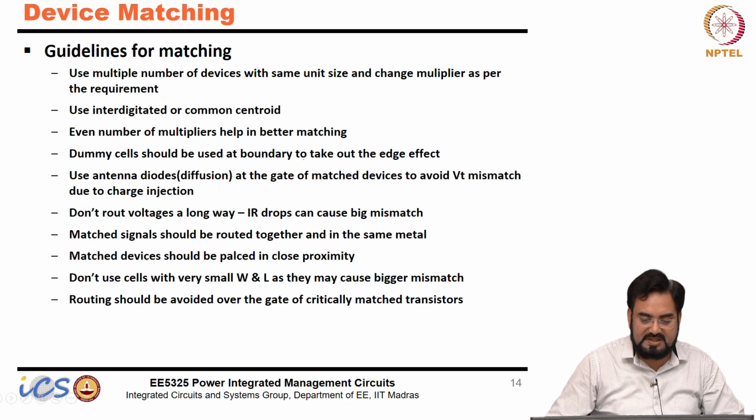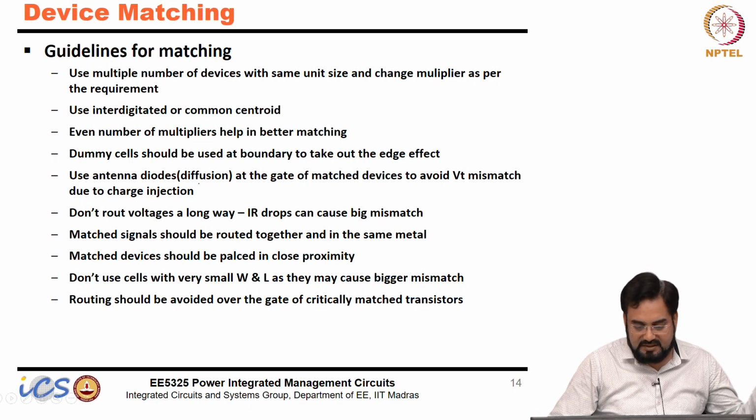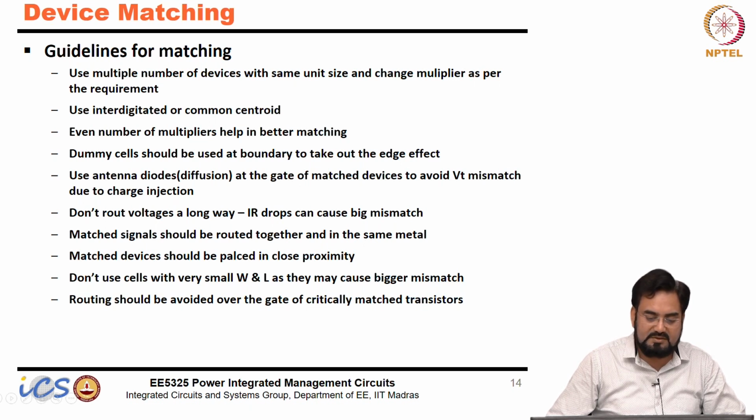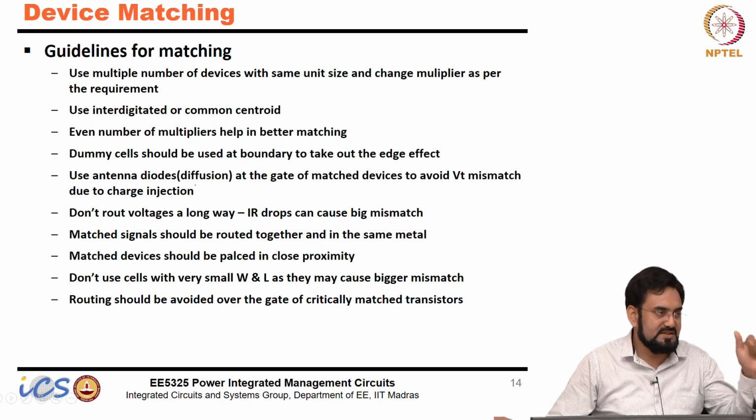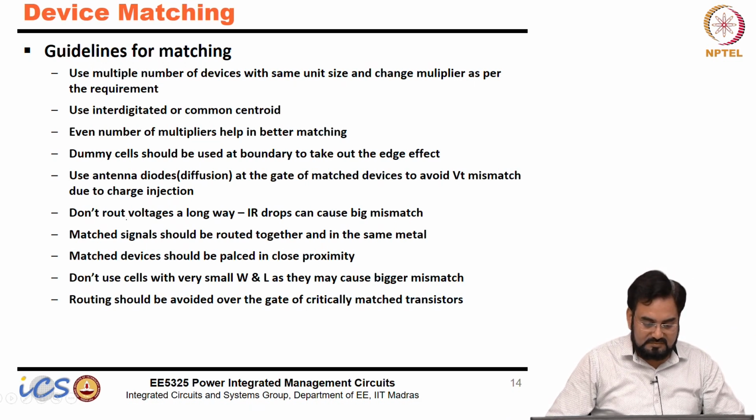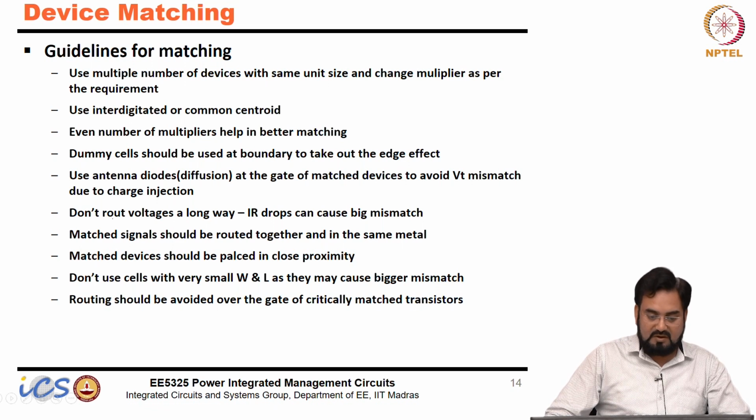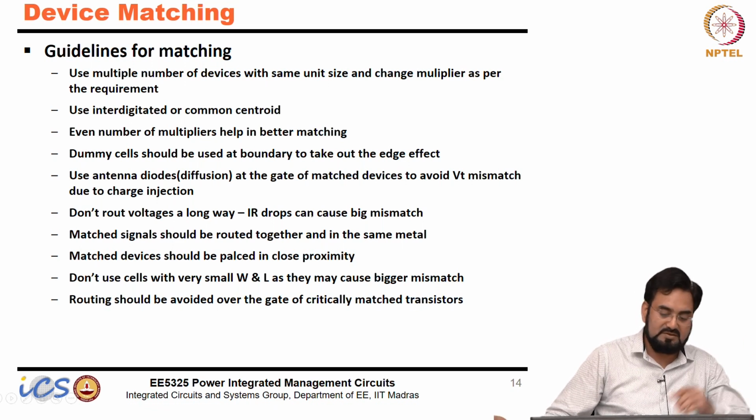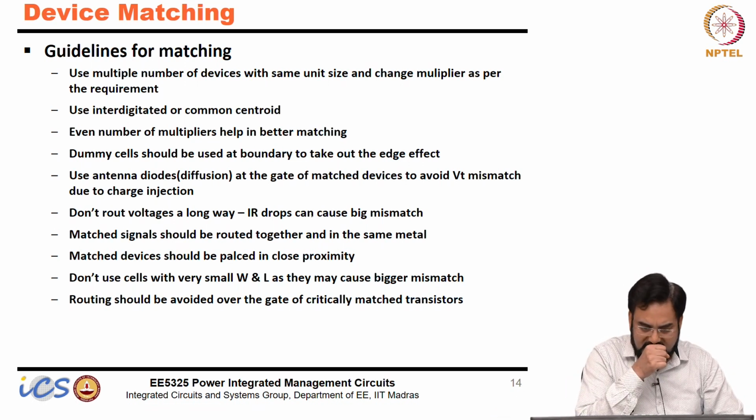Dummy cells should be placed around the boundary. Use antenna diodes. I'll talk about what exactly the antenna device is. This is usually to reduce the mismatch in VT due to charge injection on the gate. Don't route voltages a long way, because IR drop will cause problems. Always try to minimize IR drop for high current routings.